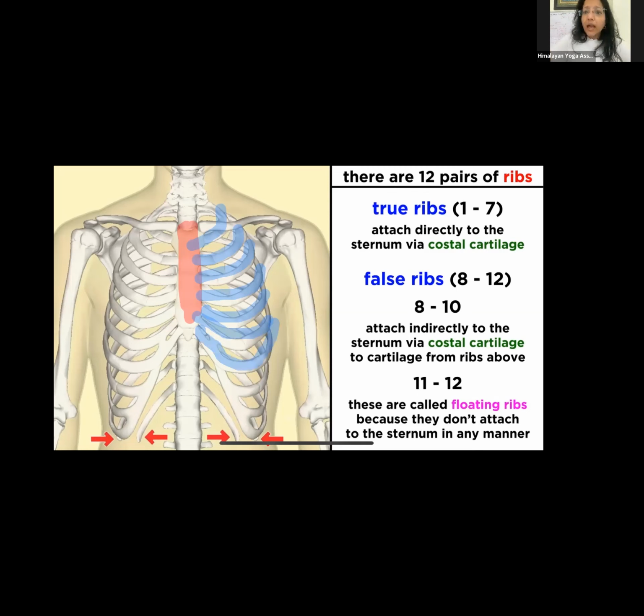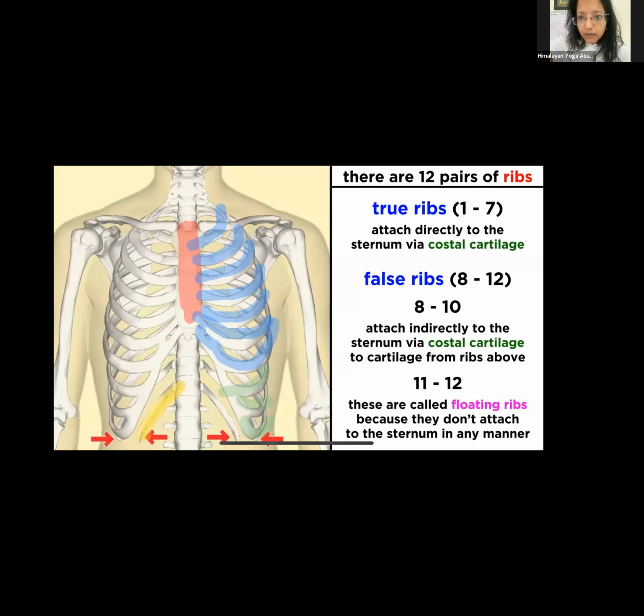And then we have 3 pairs, 1, 2, and 3. These 3, they are connected to this 7th one. So 8 to 10 are called false ribs, because they are connected directly to the 7th rib. They are not connected to sternum. And then we have 2 pairs of floating ribs. And let's change the color to yellow, if you can see.